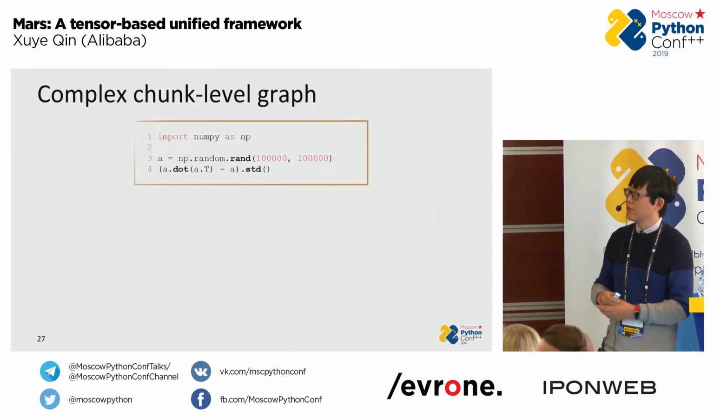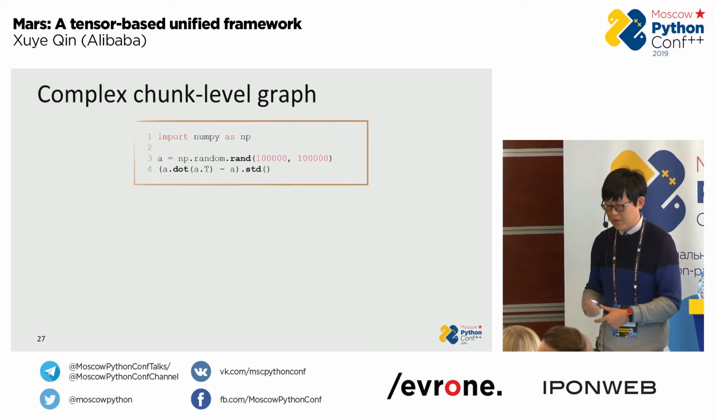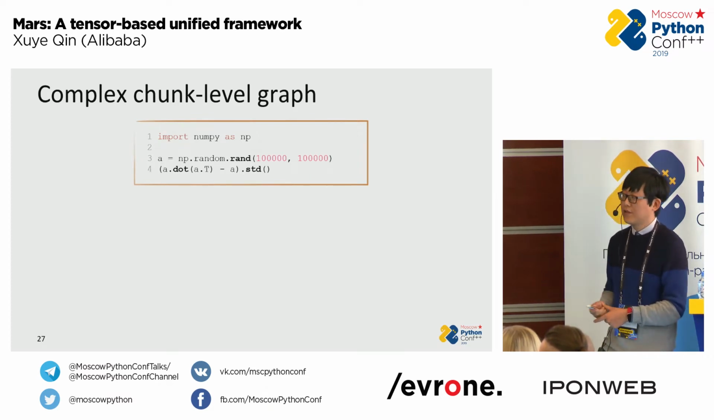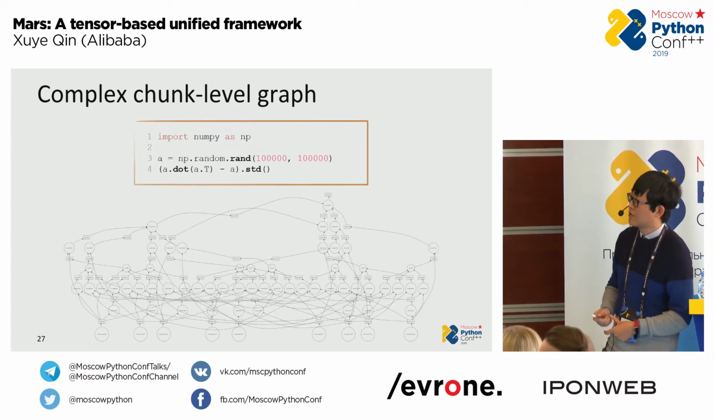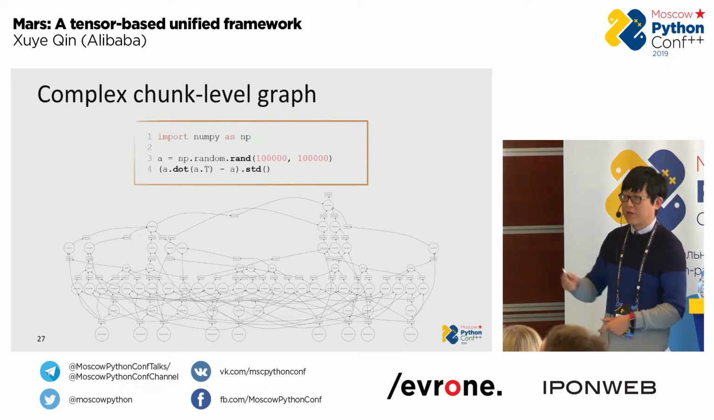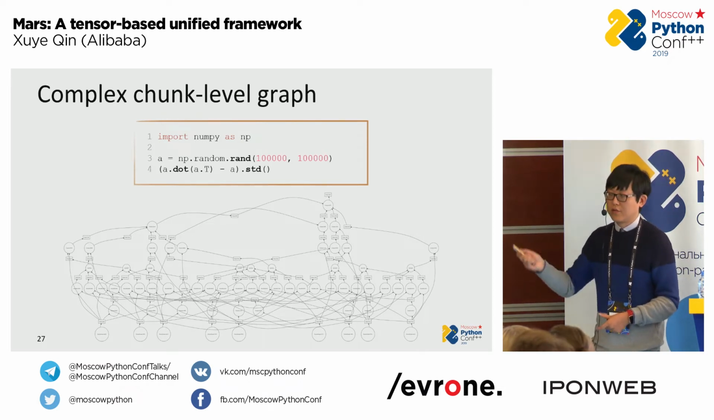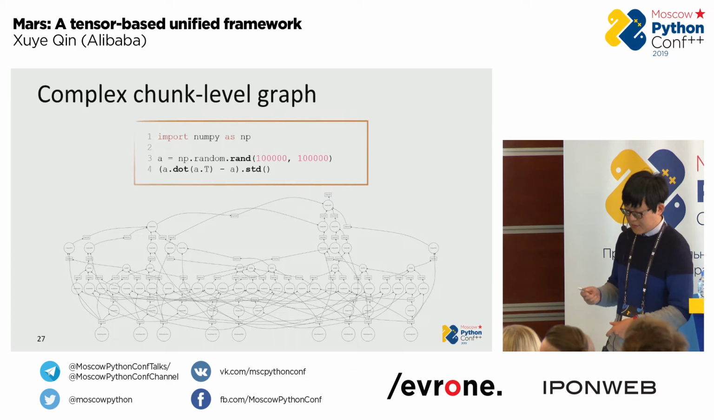So let's get back to the complex example that I have mentioned. So let's see how Mars generates the actual computation chunk-level graph. So you can tell that it's quite complicated.